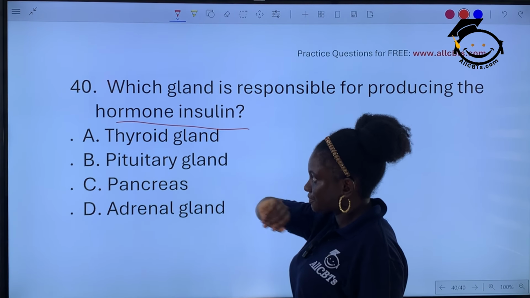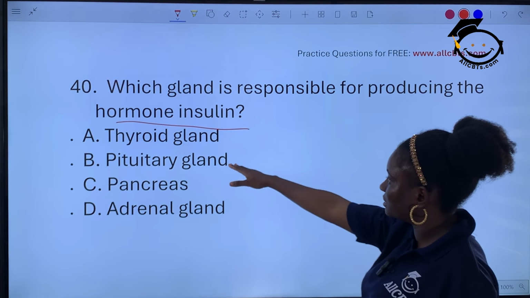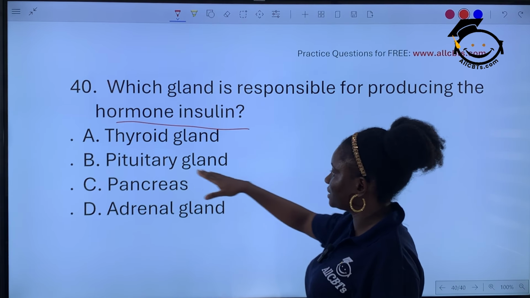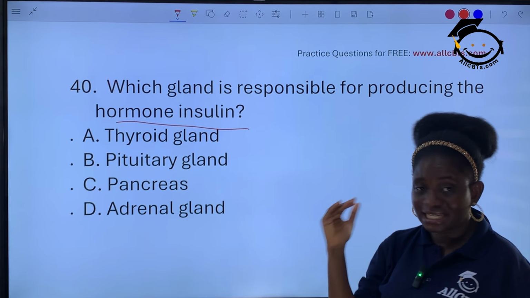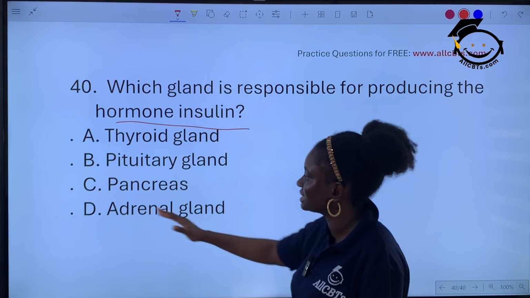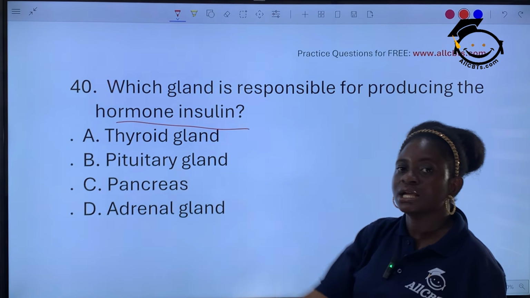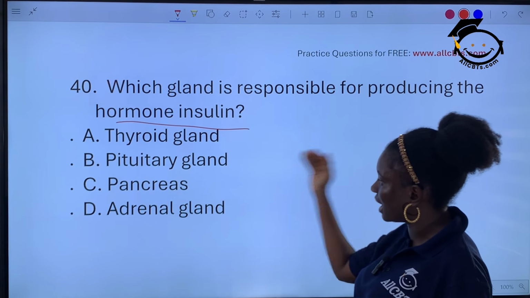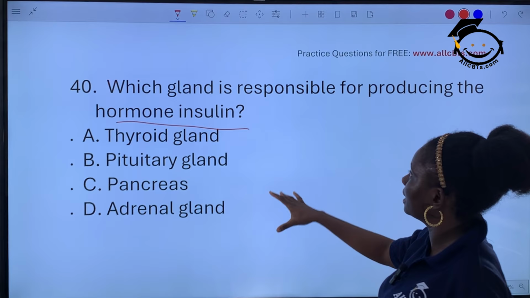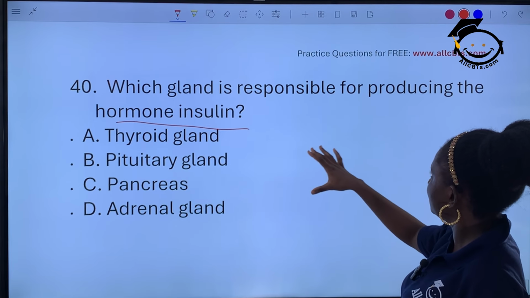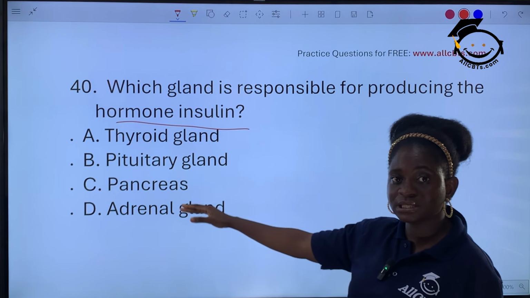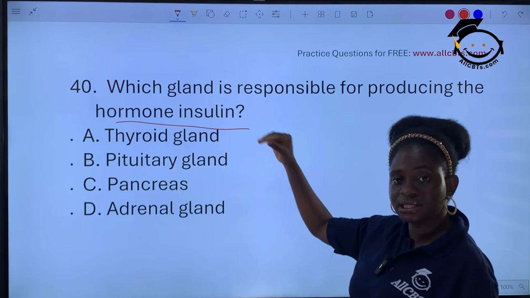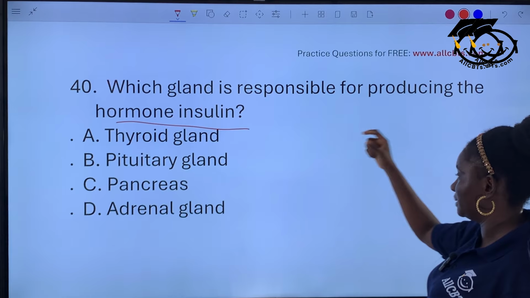So option A, thyroid gland; B, pituitary gland; C, pancreas; D, adrenal gland. So like I said earlier, the correct answer is pancreas. Insulin is found in the pancreas. The pancreas is responsible for producing the hormone insulin.